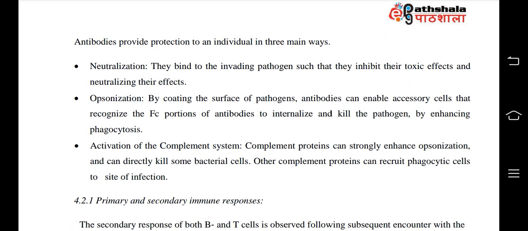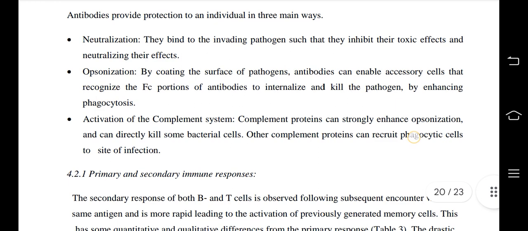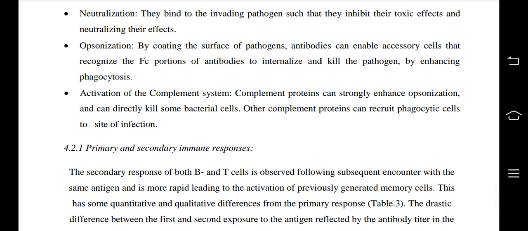Antibody provides protection to an individual in 3 main ways. Neutralization. They bind to the invading pathogens, inhibiting their toxic effects and neutralizing them. Opsonization. By coating the surface of pathogens, antibodies can enable accessory cells that recognize the Fc portion of antibodies to internalize and kill the pathogen by enhancing phagocytosis. And activation of the complement system. Complement proteins can strongly enhance opsonization and can directly kill some bacterial cells. Other complement proteins can recruit phagocytic cells to the site of infection.